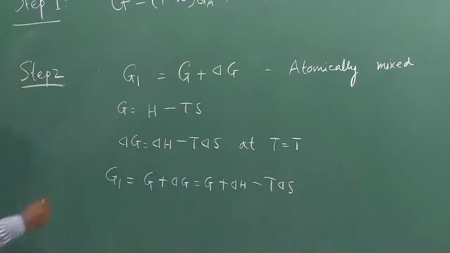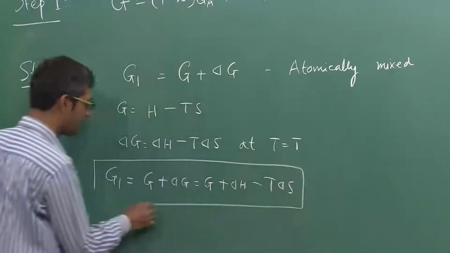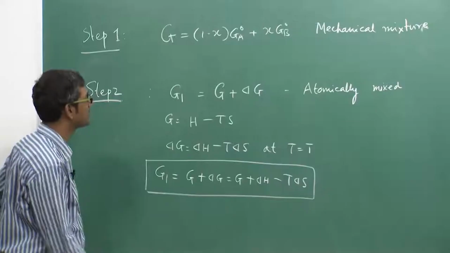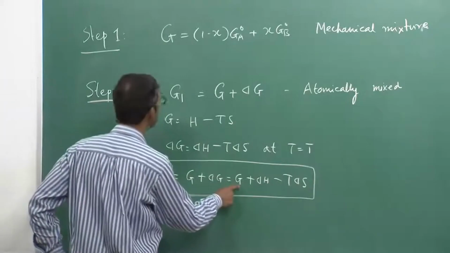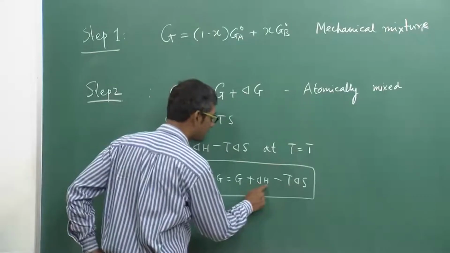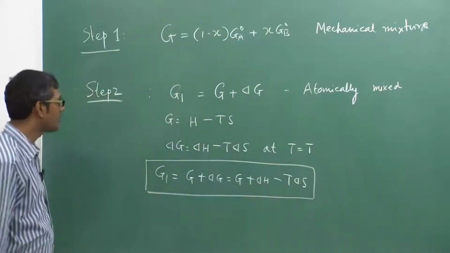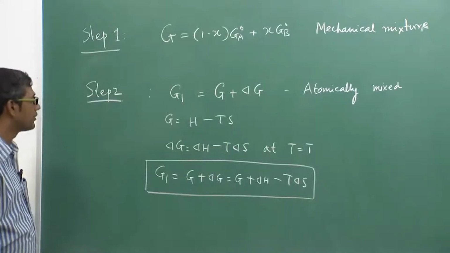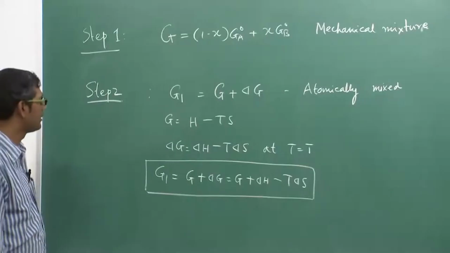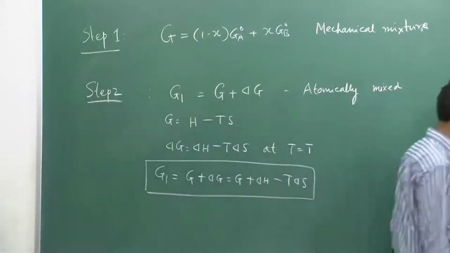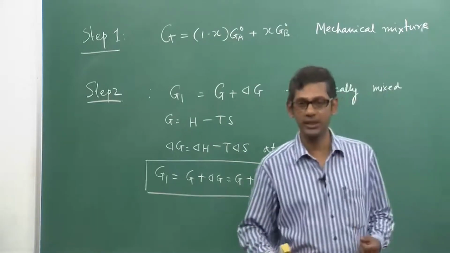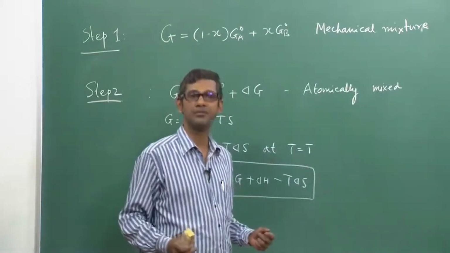This is my first equation, which comes if I atomically mix two pieces in the proportions of 1 minus x and x. Now this G is directly coming from the mechanical mixture. What we need to calculate is delta H and delta S. That is why we are going to make assumptions to calculate this. The first assumption we make is that of an ideal solution. What is an ideal solution? An ideal solution is one where the heat of mixing is 0. That is, if I put A and B together, there is no change of heat.